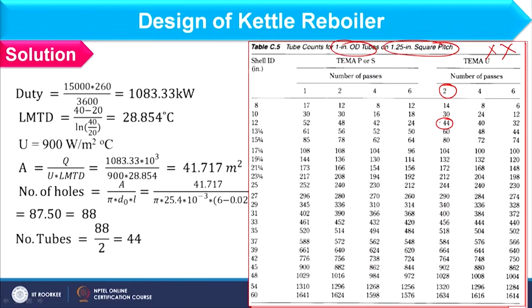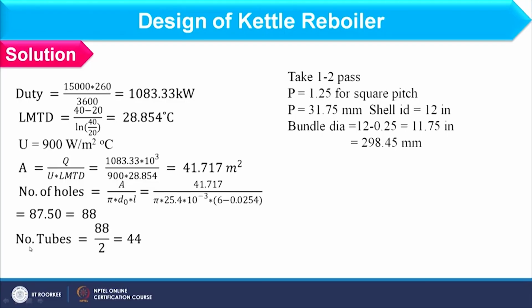So, here I am having 44 tubes, and corresponding to this 44 tubes, shell ID is given as 12 inches. As you remember from the last week's lectures, the bundle diameter should be slightly lesser than the shell diameter, and for that purpose we usually deduct 0.25 inches from this shell ID. So, the bundle diameter is 12 inch minus 0.25, that is 11.75 inches. Conversion you can make in mm. In this way we can find out bundle diameter.